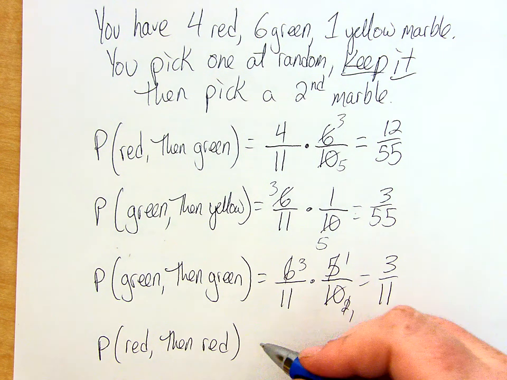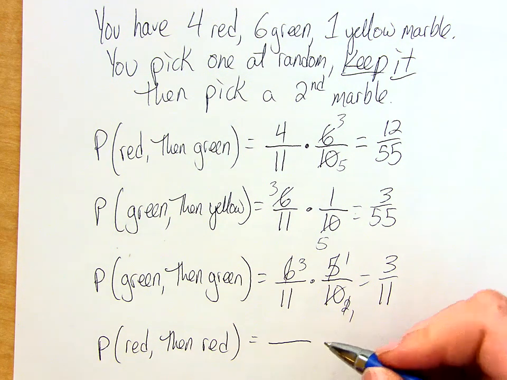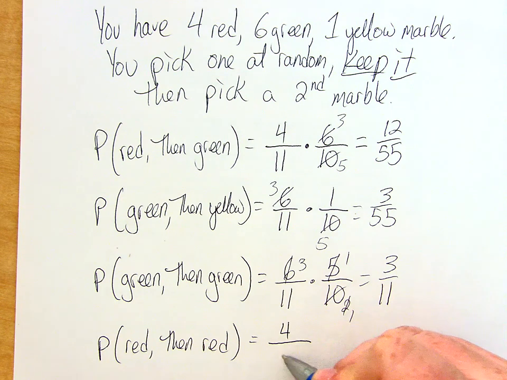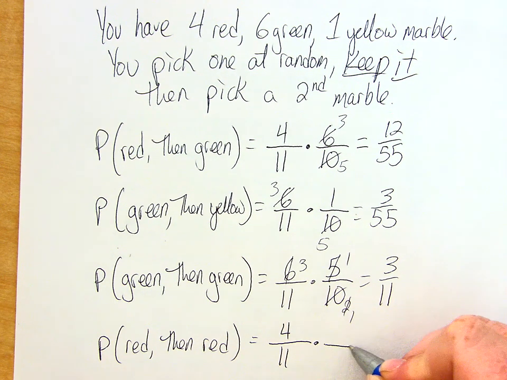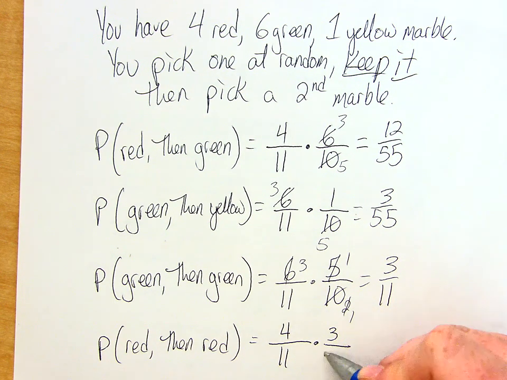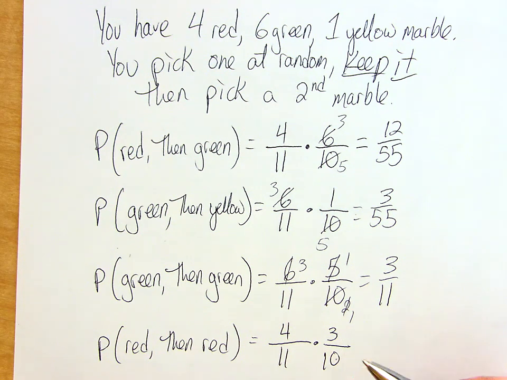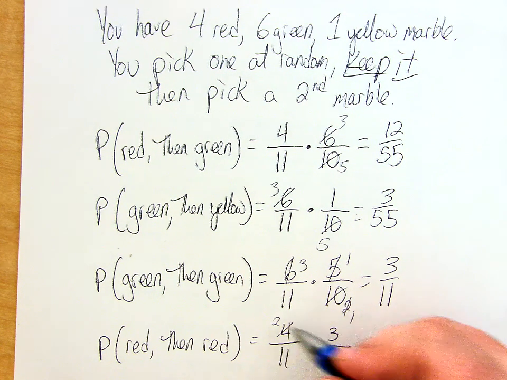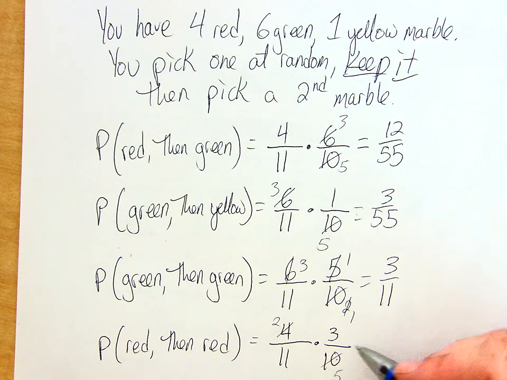Kayla, what would be the probability of picking the red the first time? 4 over 11. Correct. And then the second time? 3 over 10. Perfect. There's one less red because you already picked one, which means there's also one less in the whole bunch. I like to reduce first. You don't have to, but I find it much easier. 6 out of 55.